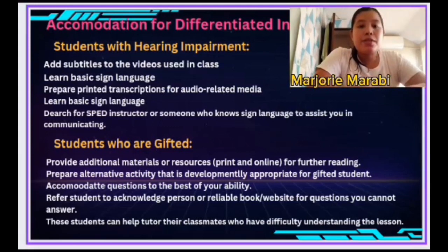Ang ikaupat guys, students who are gifted. So, provide additional materials or resources for further reading. So, enhance their learning experience by offering extra materials or resources to encourage further reading. Provide alternative activities that are developmentally appropriate for gifted students. Then, accommodate questions to the best of your ability. So, respond ka sa ilang questions as best as you can. Then, refer students to an acknowledged person or reliable book or website for questions you cannot answer.